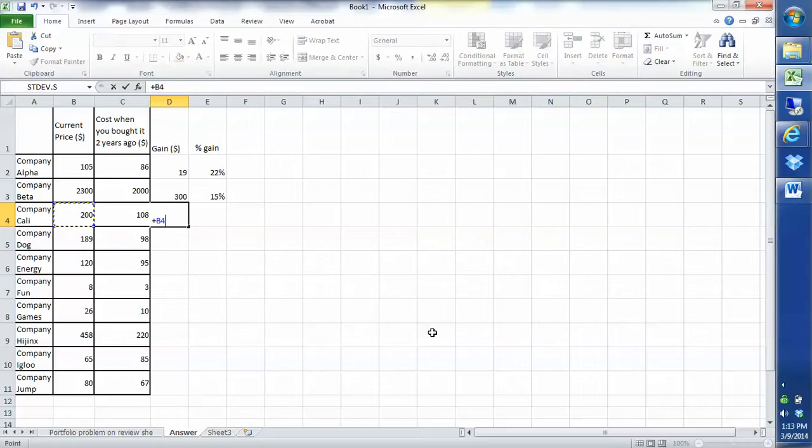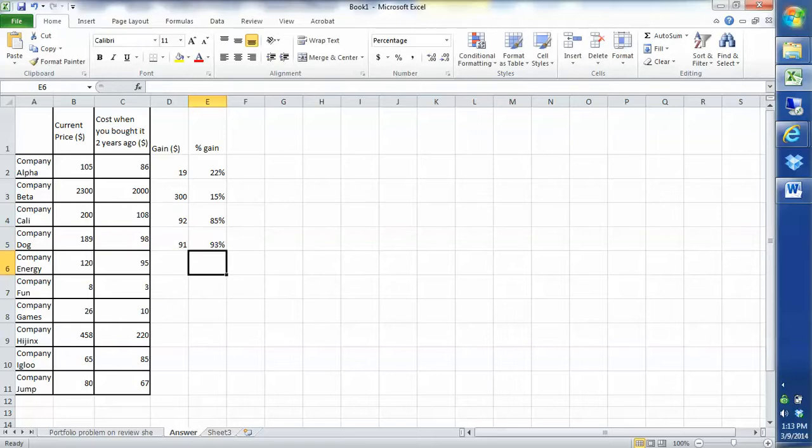We're going to take our current price minus our cost for a $92 gain, and then we're going to take our gain of $92 and divide it by our original cost of $108. We continue on down the road like that. We take our new price, our new amount that we could sell it for, minus our original cost, and then we take that dollar gain and divide it by our original cost.